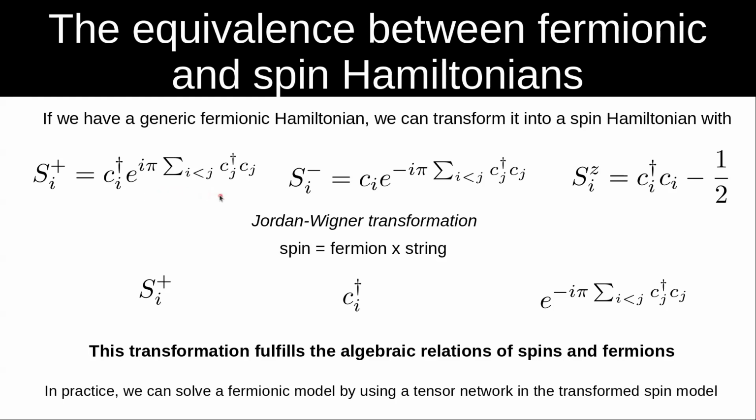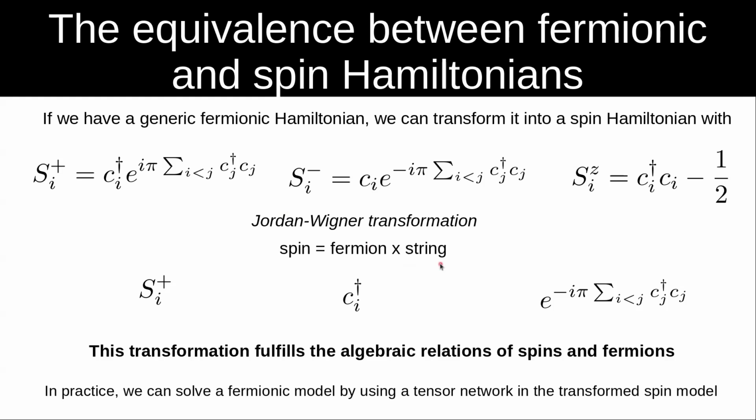One mathematical way to refer to this transformation is by saying that a spin operator is a fermionic operator times a string, or you can also put the string on this side. The most important point is that the spin Hilbert space and the fermionic Hilbert space are equivalent, times a string operator that you need to put in the middle. And let me emphasize that this string operator is crucial.